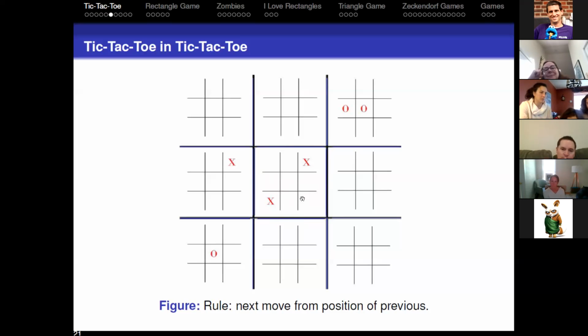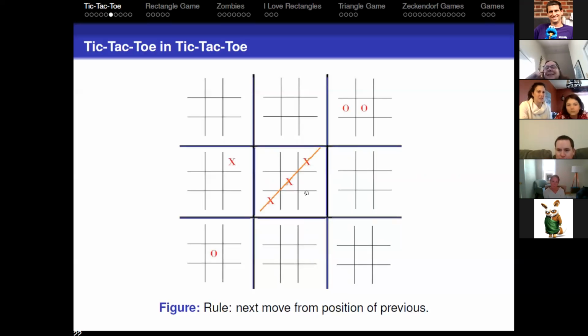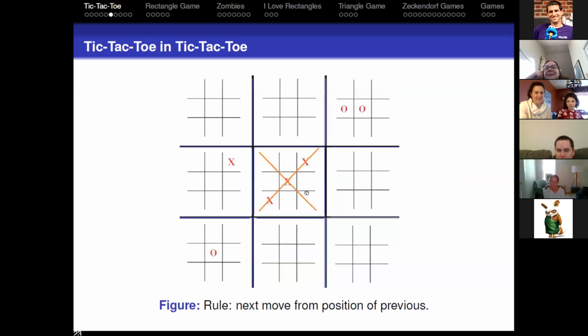I see some other people have joined us. Where should X go now in this center? In the middle. And X gets three in a row and wins. So in one version of the game, the game is now over and X has won.